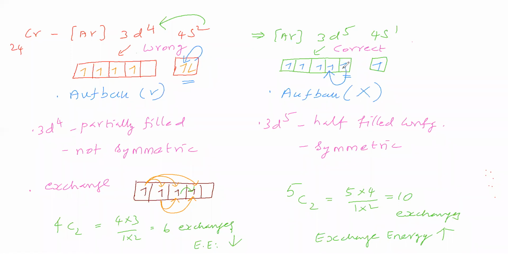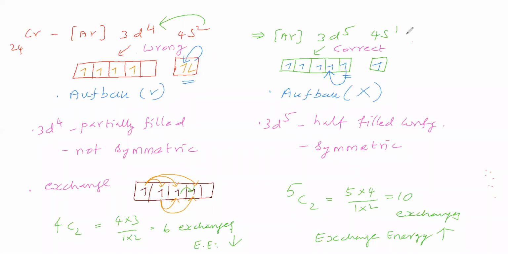Screening effect is less means repulsion is less, attraction is more, so stability is high. Here screening effect is more, attraction is less, so stability is less. So the chromium electronic configuration 3d4 4s2 is incorrect because stability is low. 3d5 4s1 is the correct configuration because stability is high. So chromium has an anomalous electronic configuration, that is 3d5 4s1 but not 3d4 4s2.